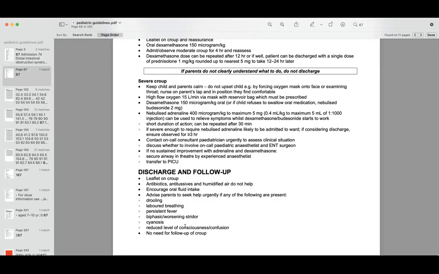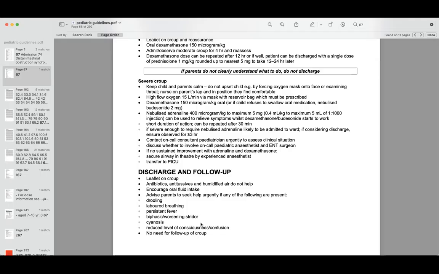We know cyanosis and reduced consciousness are signs of severity. What about biphasic? It means both inspiratory and expiratory stridor. That day you remember he said it can be both inspiratory and expiratory, biphasic. It is there in foreign body, so it is to exclude the foreign body, and also for severity of the croup. Initially, when there is severe croup, there is biphasic.